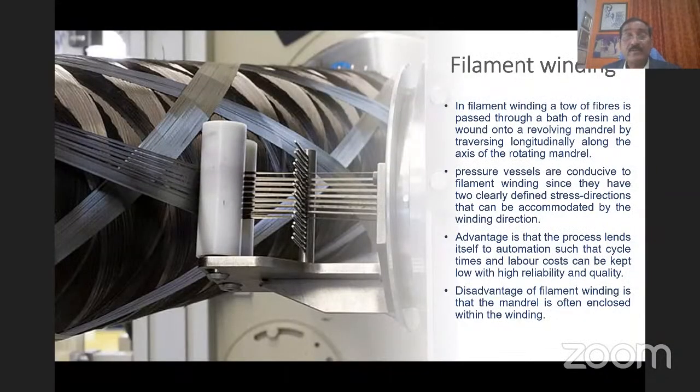And filament winding: in filament winding, a tow of fibers passes through a bath of resin and is wound onto a revolving mandrel by traversing longitudinally along the axis of the rotating mandrel. Pressure vessels are conducive to filament winding since they have two clearly defined stress directions that can be accommodated by the winding direction. The advantage is that the process lends itself to automation such that cycle times and labor costs can be kept low with high reliability and quality. A disadvantage of filament winding is that the mandrel is often enclosed within the winding.